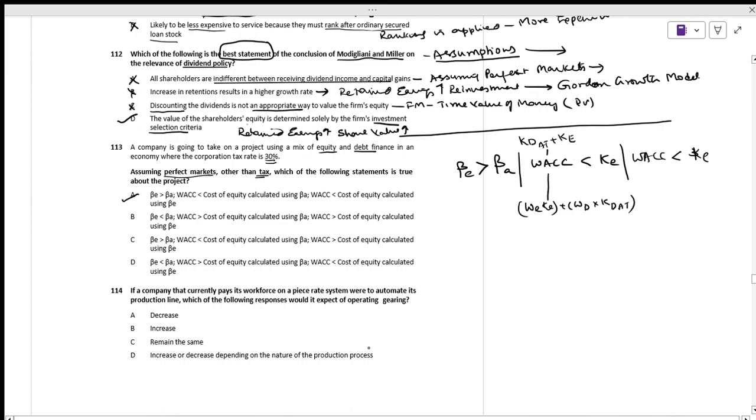This is right. We'll see other things also. Beta of equity is less than beta of assets, it will never be less. Here all these are wrong. Beta of equity is greater than beta of assets. Weighted average cost of capital, this is also right. It will be less than cost of equity. Weighted cost of capital has to be less, is it right?